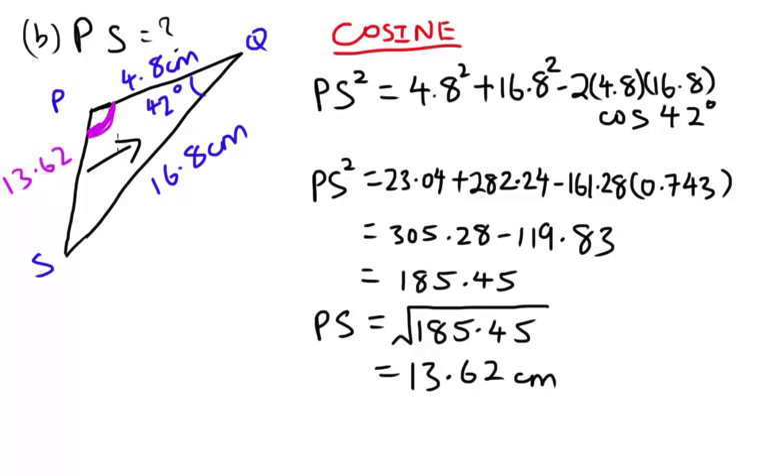So how are we going to get the angle P? You could ask the same powerful question again. Do we have a pair? Yeah, now we have a pair because we have 13.62 and the 42 degrees. Then we can use the sine rule to help us to get the angle P.